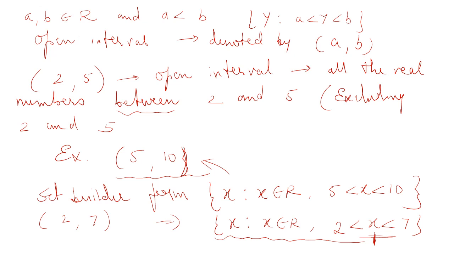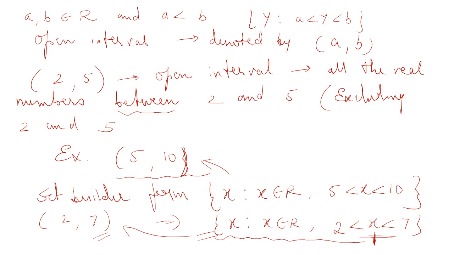So this is called the set builder form, and the other is called the roster form. When you write in the bracket form, that is the roster form. When you write in this form, it is called the set builder form. So the first type of interval is the open interval.